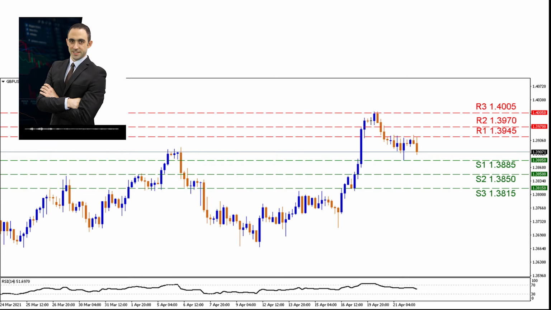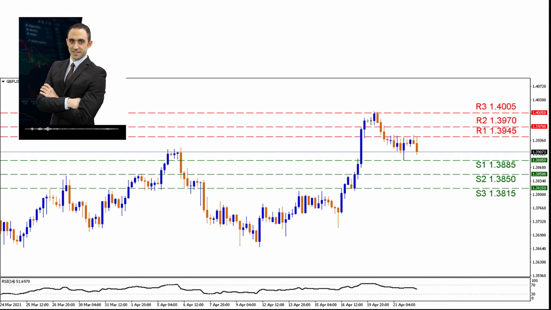Moving now to Gbp USD 4-hour chart. On the 19th of April, cable performed an impressive move higher, reaching a new monthly high price, which is currently noted as RR2 1.3970 resistance level. The price action continued to move higher, reaching RR3 140.05 line.